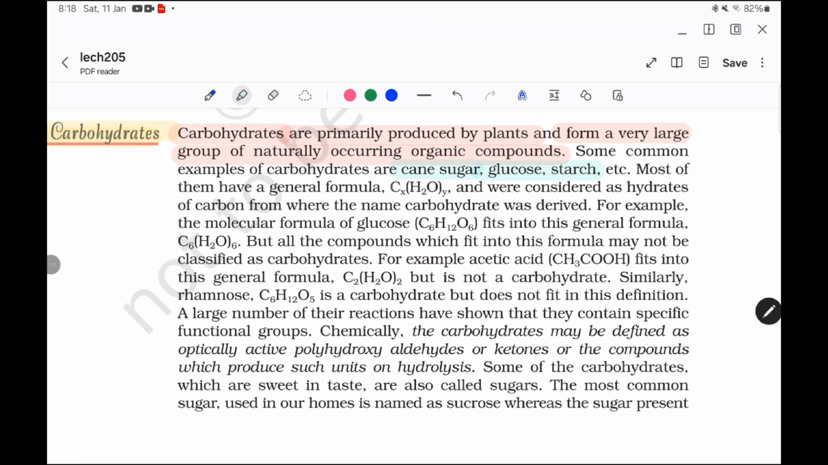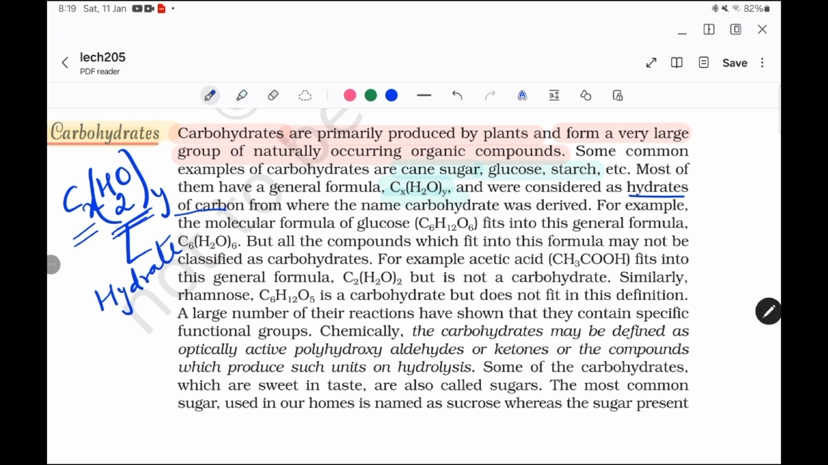Most of the carbohydrates have a general formula CxH2Oy. In the earlier times, the definition of carbohydrate was revolving around the formula CxH2Oy, and they were considered as hydrates of carbon. You can see here, this is H2O and this is Cx. What does this mean? H2O means hydrate. Do you understand the meaning of hydrates? It means water. So hydrates of carbon.